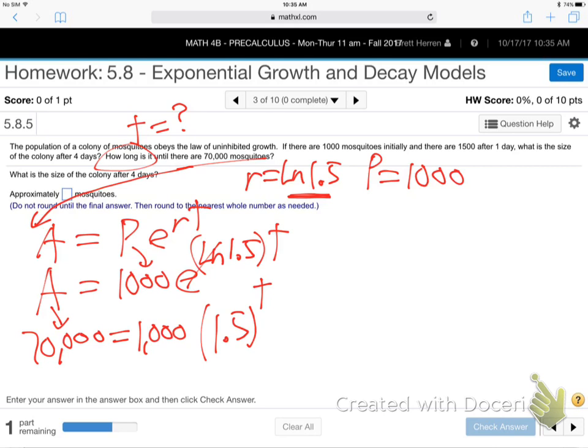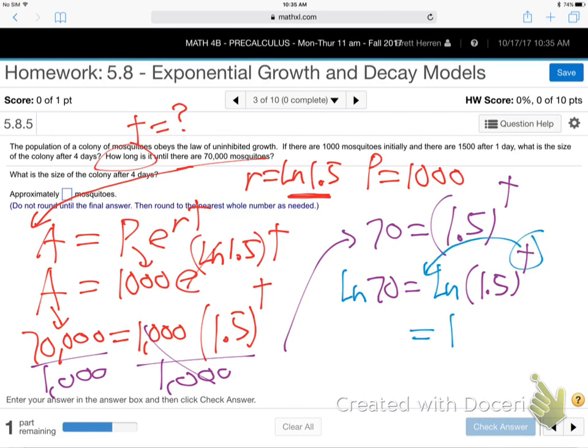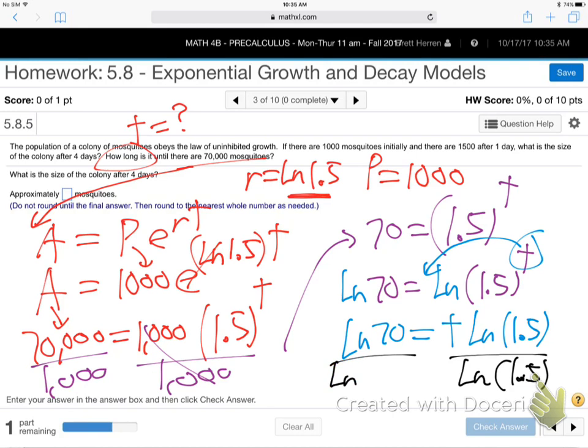You know the deal. Get rid of the 1,000 first off. And then we'll do the ln, right? So bring it over here. What's that? 70 is 1.5 to the T. And then ln both sides. So the ln of both sides, and then the power comes down. So T ln 1.5 equals ln 70. Last step to get the T alone, divide by the ln 1.5.